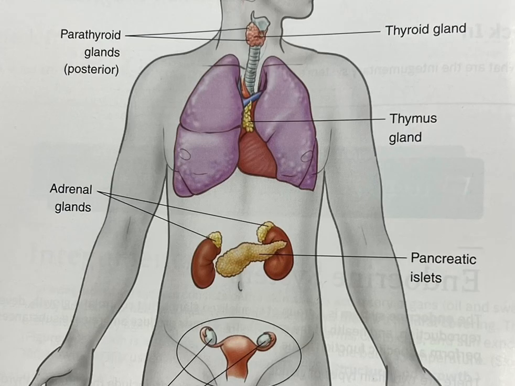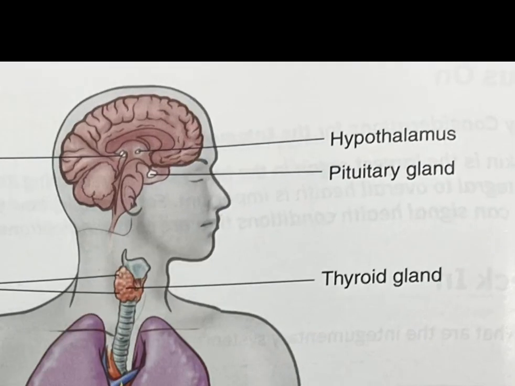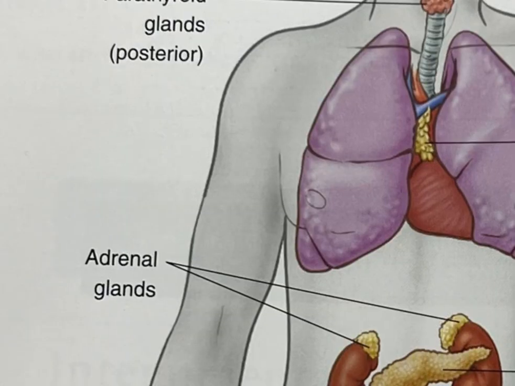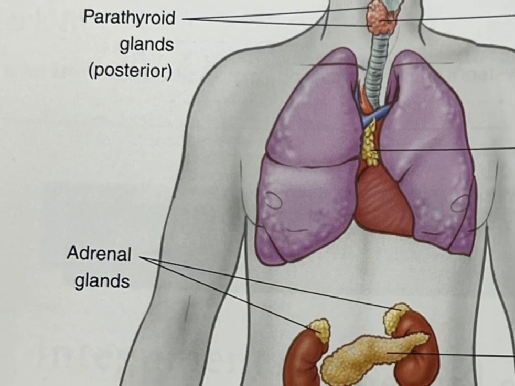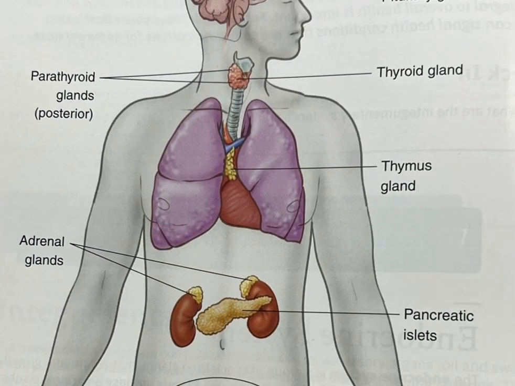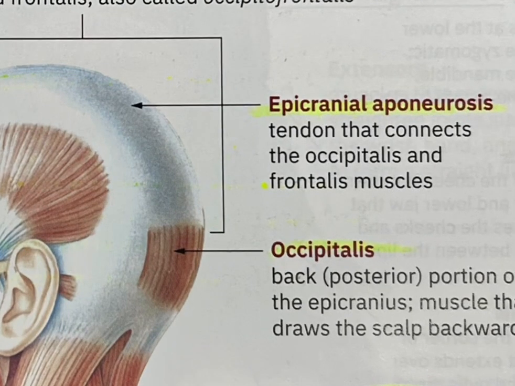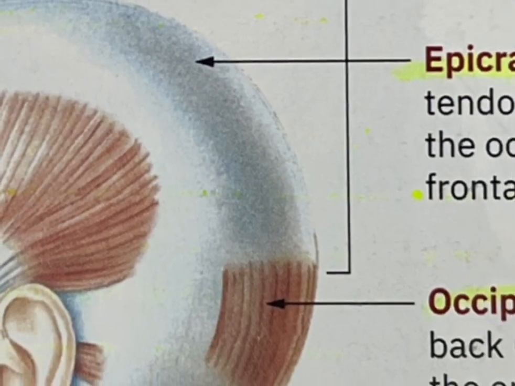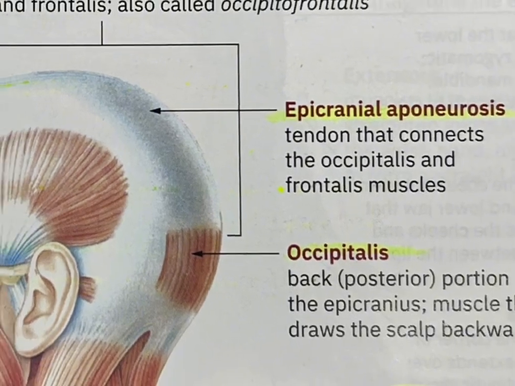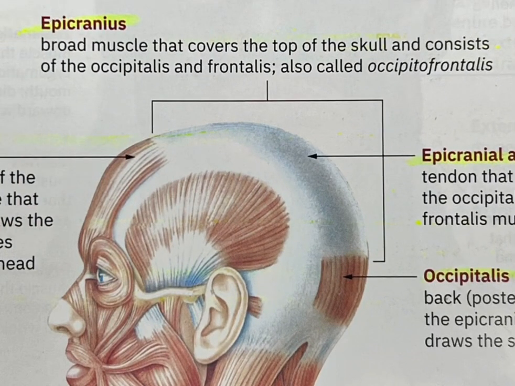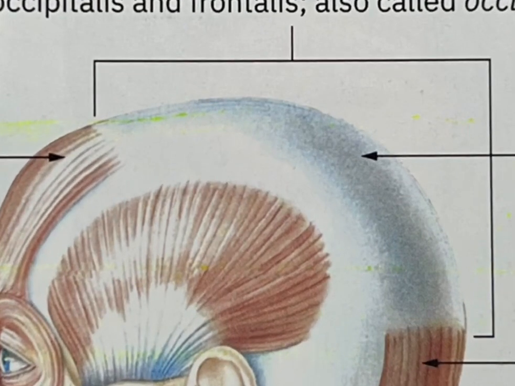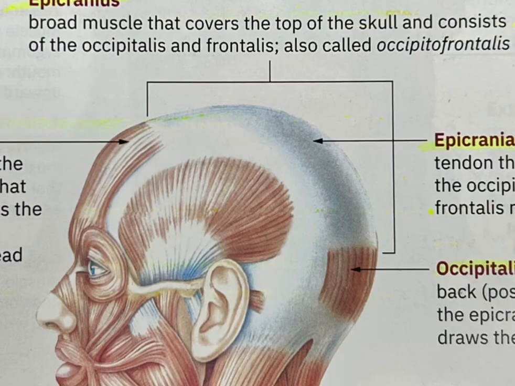Endocrine glands, also known as ductless glands, include the pituitary, thyroid, and adrenal glands, as well as other glands that release hormones directly into the bloodstream. Epicranial aponeurosis, tendon that connects the occipitalis and frontalis muscles. Epicranius, broad muscle that covers the top of the skull and consists of the occipitalis and frontalis, also called occipitofrontalis.